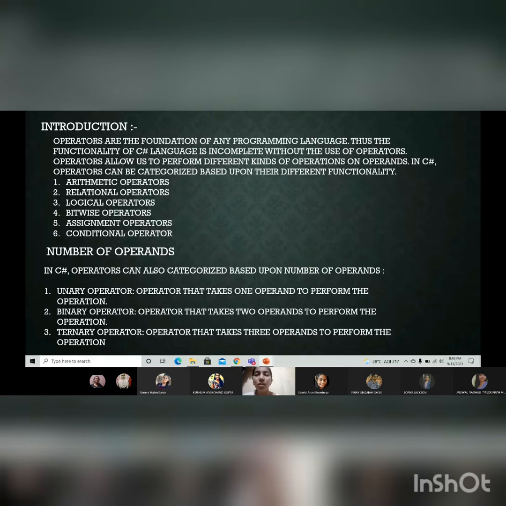The next topic is variable operators. Operators are used to perform different kinds of operations on the operands. In C sharp, the types of operators are arithmetic operators, relational operators, logical operators, bitwise operators, assignment operators, and conditional operators. In C sharp, operators can also be categorized on the basis of the number of operands.